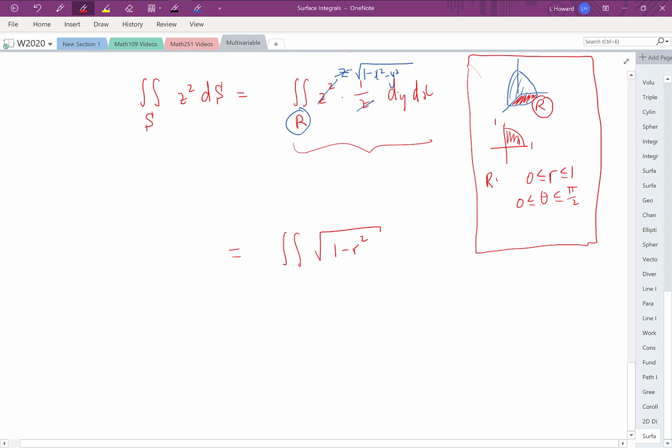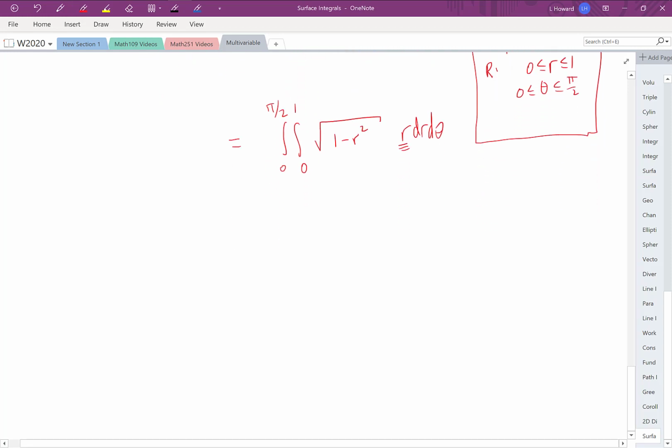Our dA here, the dy dx, becomes r dr d theta when we convert into polar. Remember, there's always that correction factor of r when we move from rectangular to polar. And then we can put our limits of integration on there. So 0 to 1 and 0 to pi over 2. Okay, and then let's get on to the actual double integration portion of the calculation, and we'll come up with our numerical value for our surface integral.